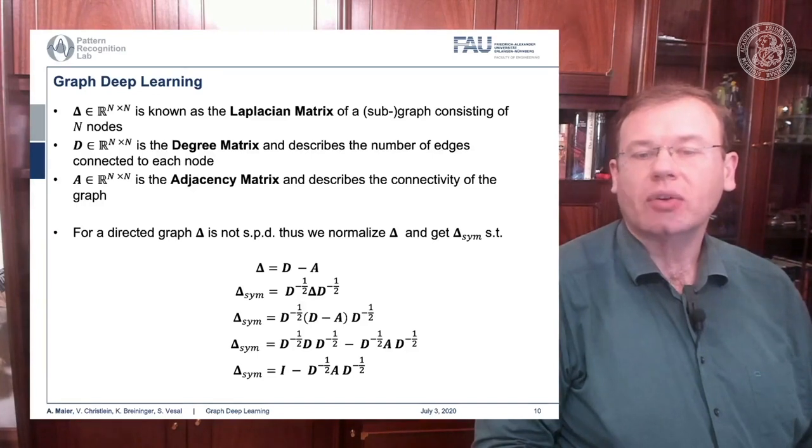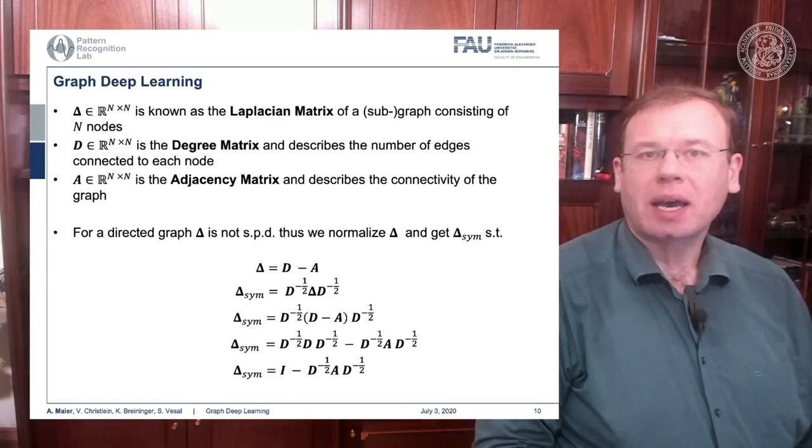Then we can plug in the original definition, and you see that we can rearrange this a little bit, and we can then write the symmetrized version as the unity matrix minus D, and here we apply again element-wise the inverse and the square root, times A, times the same matrix. So this is very interesting, right? We can always get a symmetrized version of this matrix even for directed graphs, and now we are interested in how to use this actually.